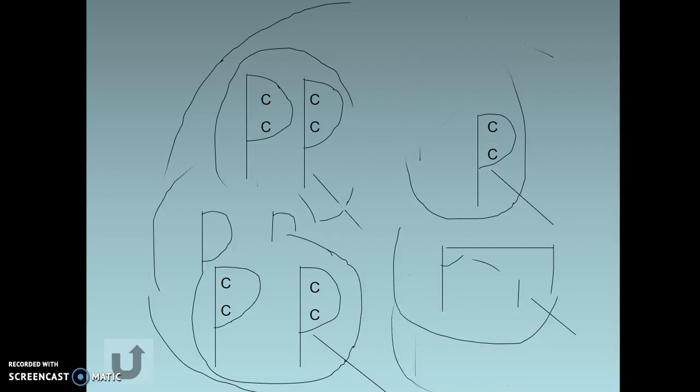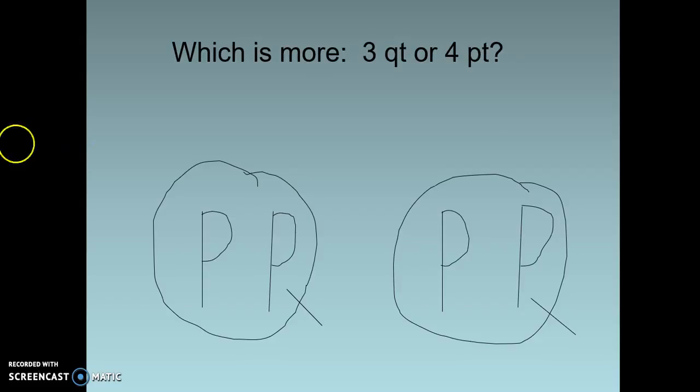Now you may be thinking, how could this help me? I'm going to show you an example. For example, if we had a question, which is more, 3 quarts or 4 pints? Well, in this case, I have a picture of 4 pints because I've got my 2 quarts. So which is more, 3 quarts or 4 pints? In this case, the answer would be what?